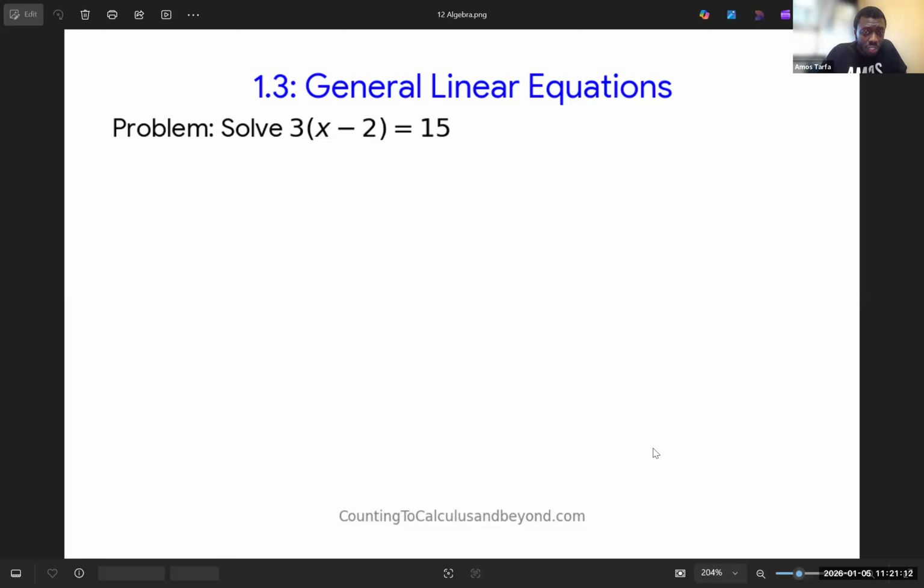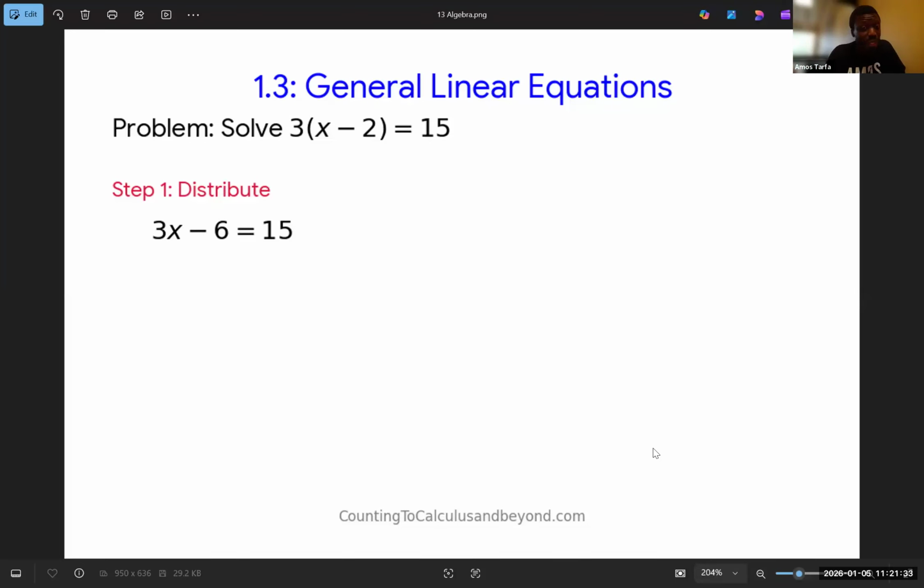General linear equations. Okay, well now remember when I mentioned distributive property? That's going to be very helpful right now. You can distribute that 3 in and you get 3x minus 6 is equal to 15. That is because, again, the number on the outside, I think of it like it's going to shake hands with everything on the inside. So 3x minus 6 is equal to 15.